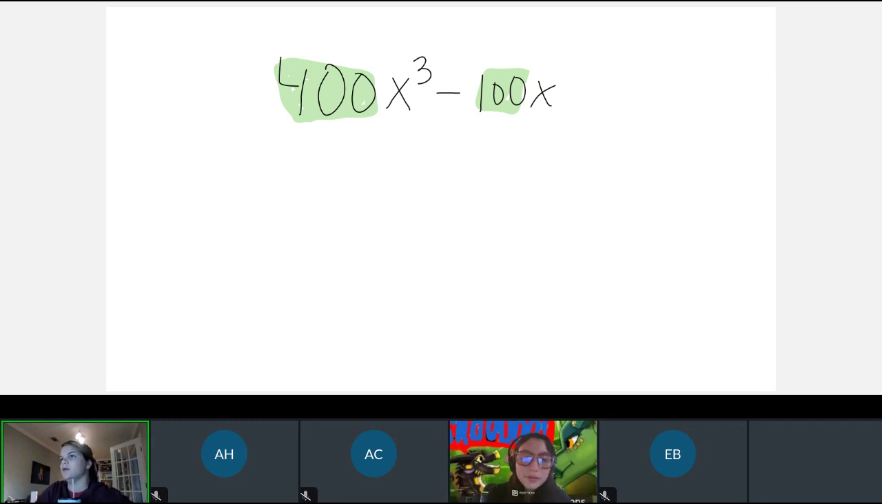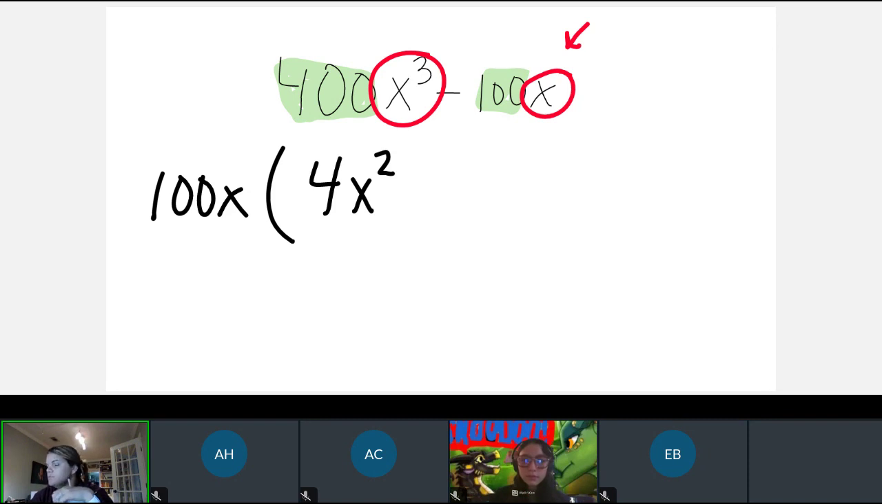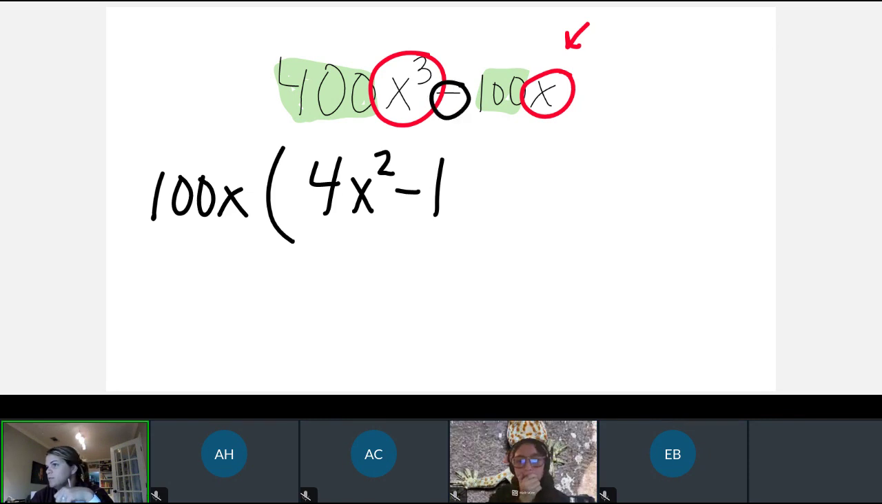100. Exactly, good. So we know we're going to pull out a 100. And then take a look at your exponents here. X to the third and x. So I can pull out one of these x's. So 100x is going to come out in front. Now I'm just going to divide. So 400 divided by 100 would be 4. X to the third divided by x would be x squared. Then 100 divided by 100 gives me that 1. So we still had our minus sign here. So minus 1. And then x divided by x is 1. Does that kind of make sense? That's kind of like number 4.